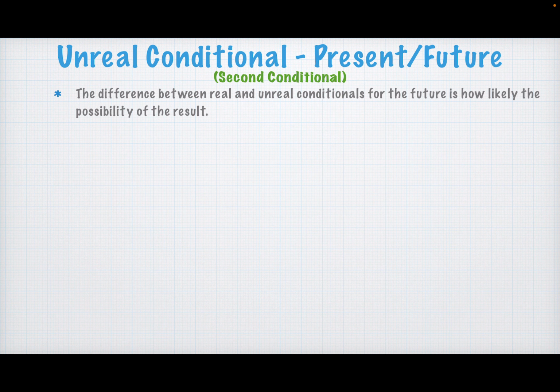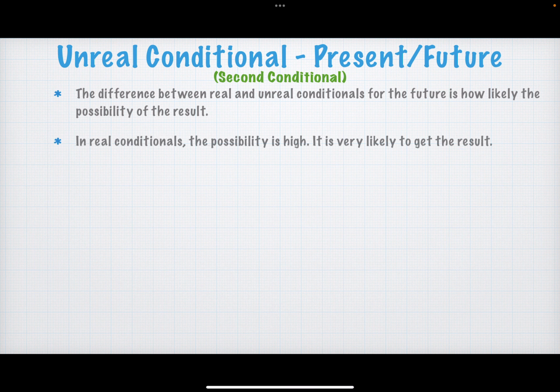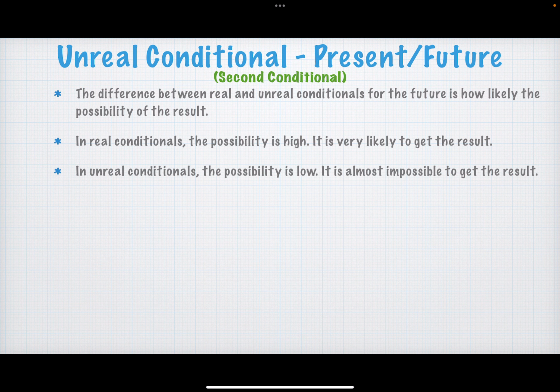You might be wondering, well, okay, both the unreal conditional for the future and the real conditional for the future talk about the future. So what's the difference? Well, the real difference between these conditionals is how likely the possibility of the result is. In real conditionals, the possibility of that future coming true is very high. It's very likely that you'll get the result that you're predicting. In unreal conditionals, the possibility is very low. It's almost impossible to get that result. In other words, you're probably not going to get the result that you're predicting.